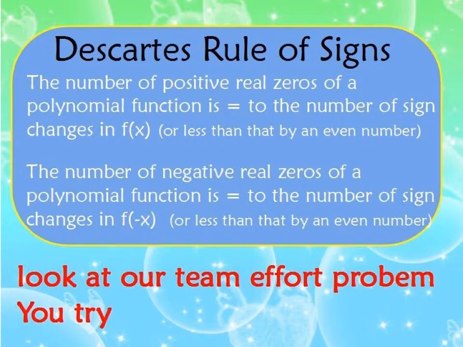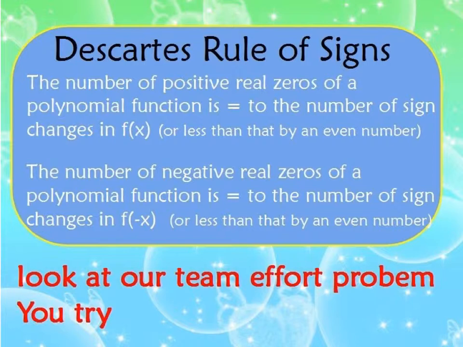So his rule of signs says, and this is a nice textbooky definition, good for us to figure out what they're talking about: the number of positive real zeros of a polynomial function is equal to the number of sign changes in f of x, or less than that by an even number. So what that means is we're going to look at the function and see how many times that sign changes, and that's going to tell us how many positive zeros there are.